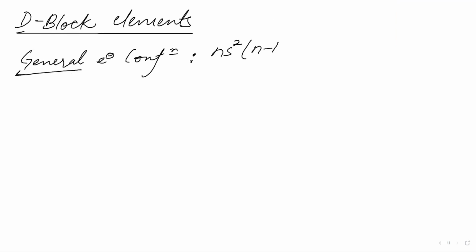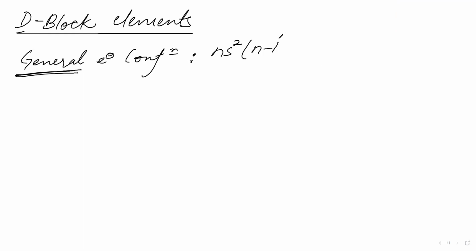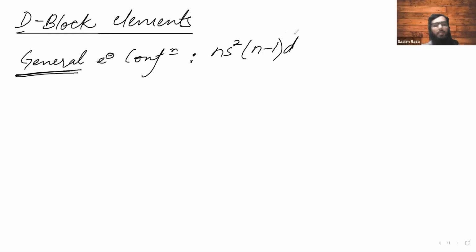And what is written here? General electronic configuration. So we are talking about generally what happens. People say that generally Indians are very good at maths. But are all Indians very good at maths? No, but still we say so. That is why here the general electronic configuration is ns2 (n-1)d 1 to 10. This is the general electronic configuration.